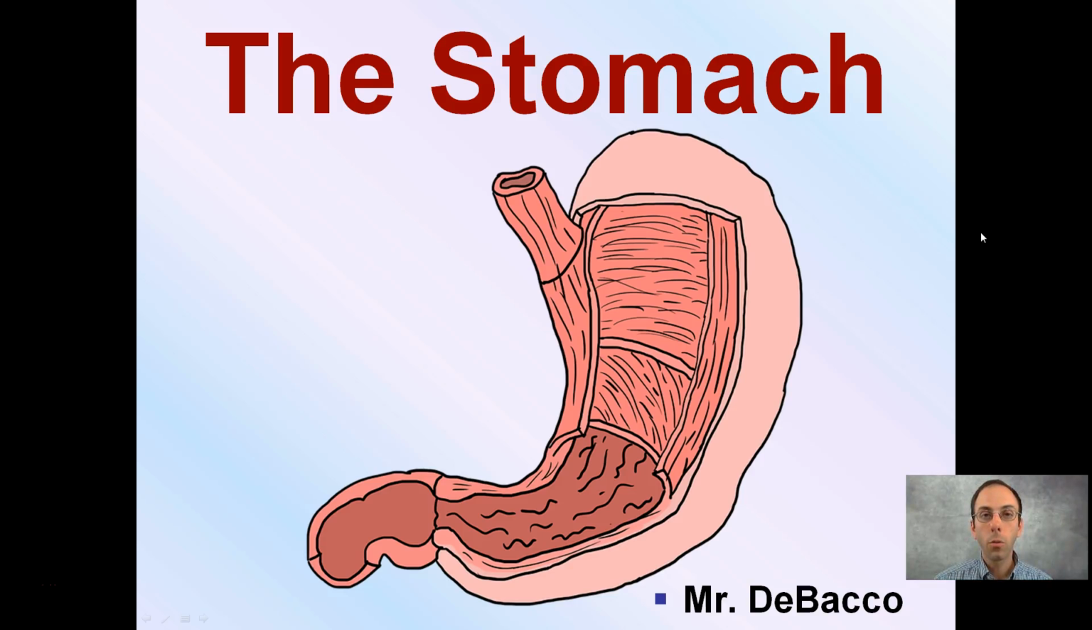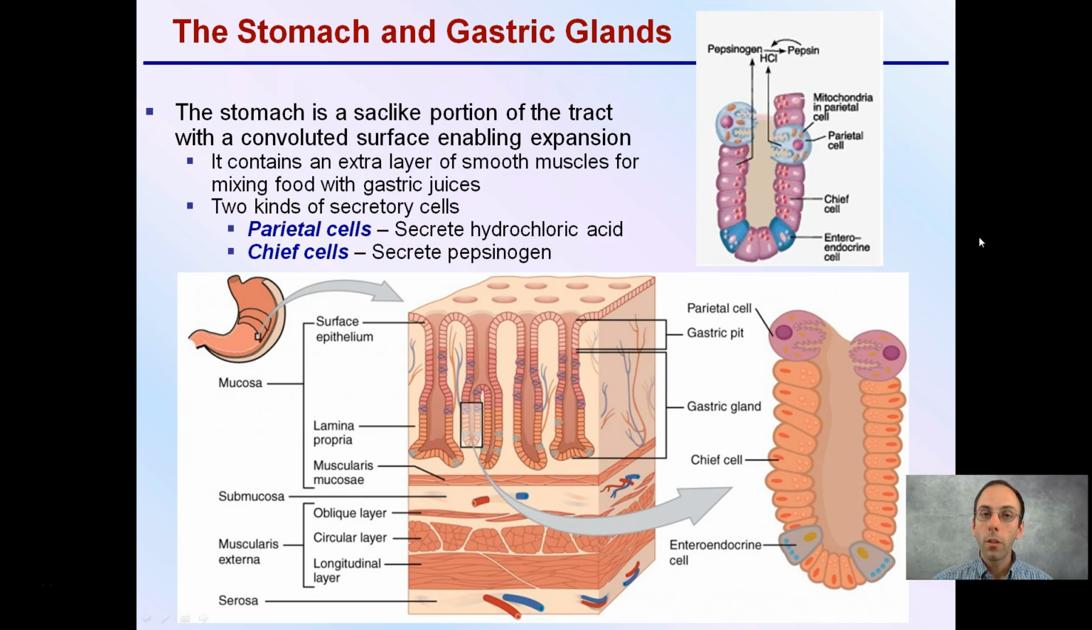As the title suggests, we're going to be investigating the stomach in a little bit more detail in this video lecture. So the stomach and its gastric glands is what we're going to focus on. The stomach is a sac-like portion of the tract and its convoluted surface enabling expansion. Meaning you can get larger and smaller and adjust to the contents that it may have.